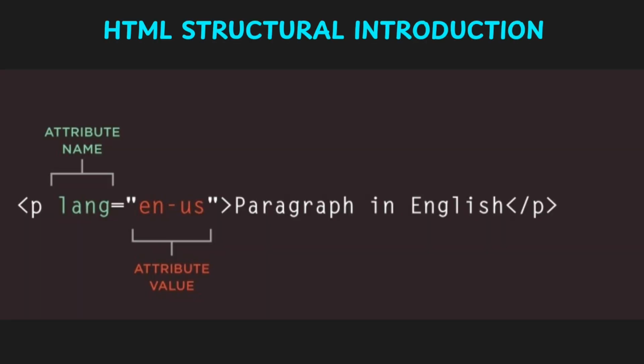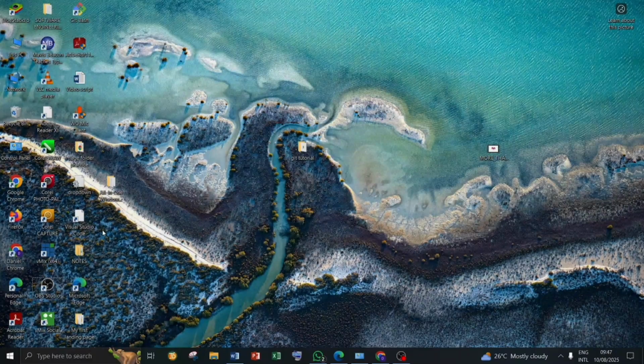HTML attributes tell us more about an element. The attribute here tells us the language is English, US text. This paragraph element here, once you execute it in the code editor, is going to give you a normal text.